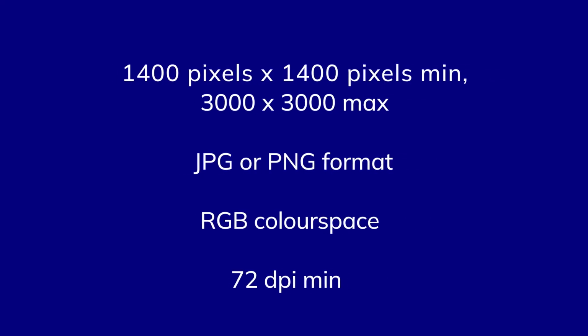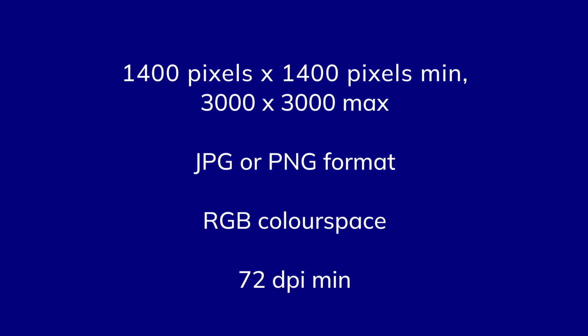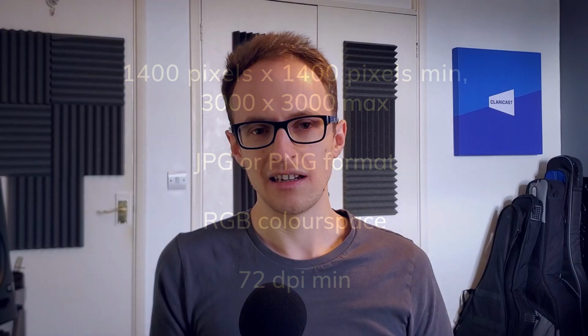The podcast artwork needs to be between 1400 by 1400 pixels and 3000 by 3000 pixels, ideally in a JPEG or PNG format, and at least in 72 DPI resolution and in an RGB color space. Now, you can either put this cover art together yourself using Photoshop or another graphic program if you know what you're doing in that field, or you can use something more simple like Canva to put your cover art together, or you can just outsource it to a designer.